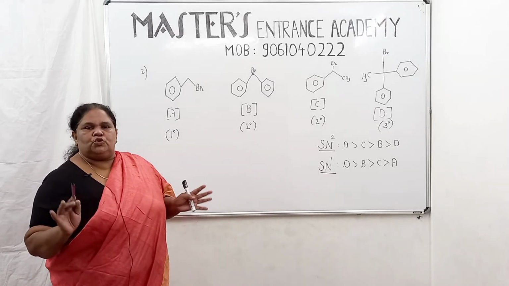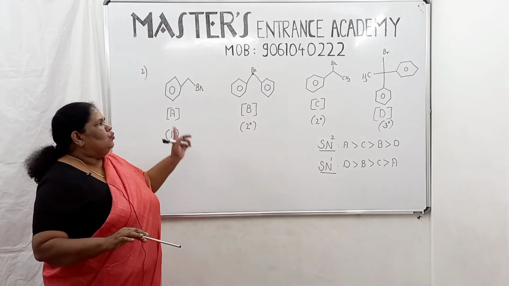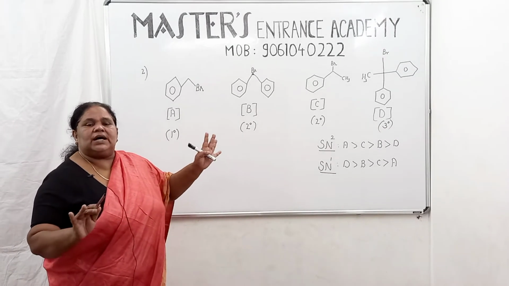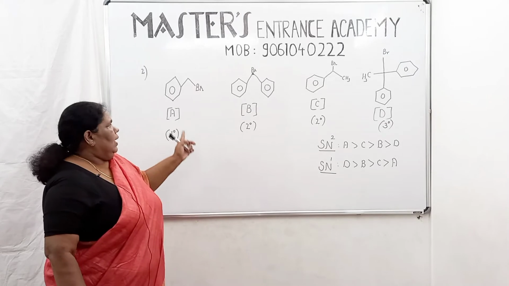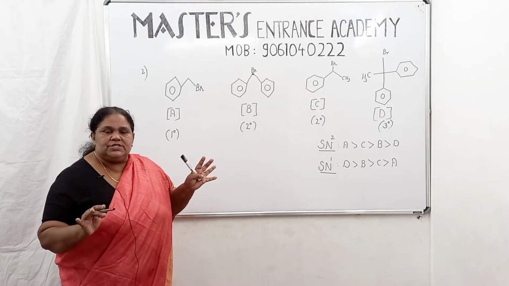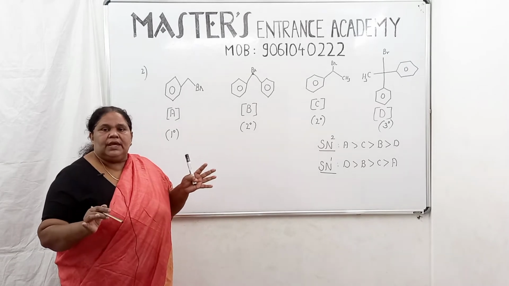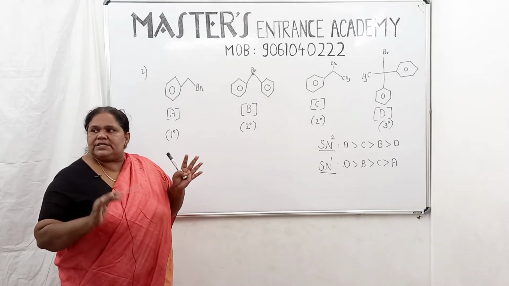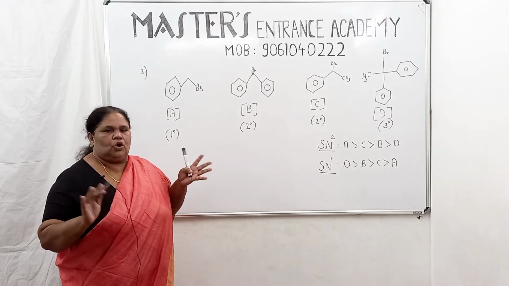Question 2. See children, 4 compounds or 4 structures are given to you: A, B, C and D. You have to arrange these compounds in SN2 reactivity order and SN1 reactivity order.